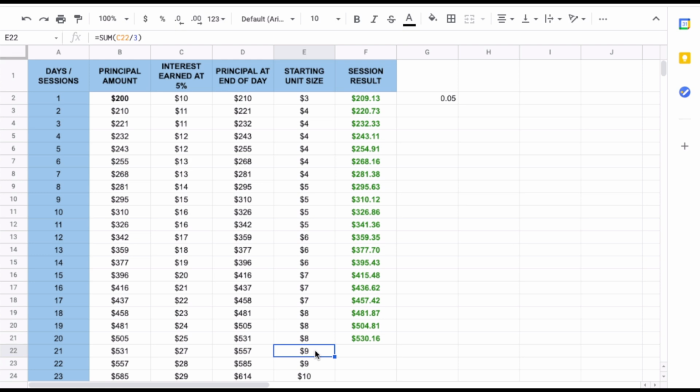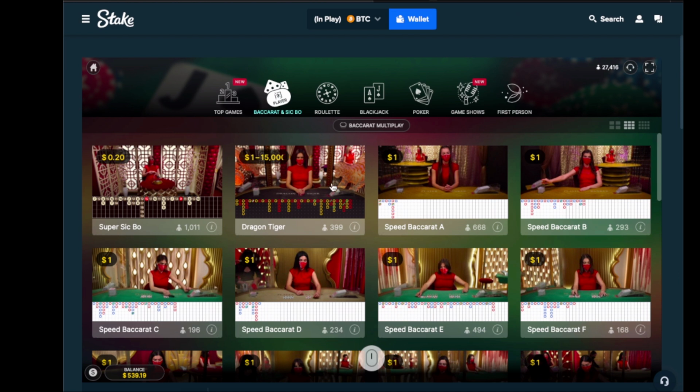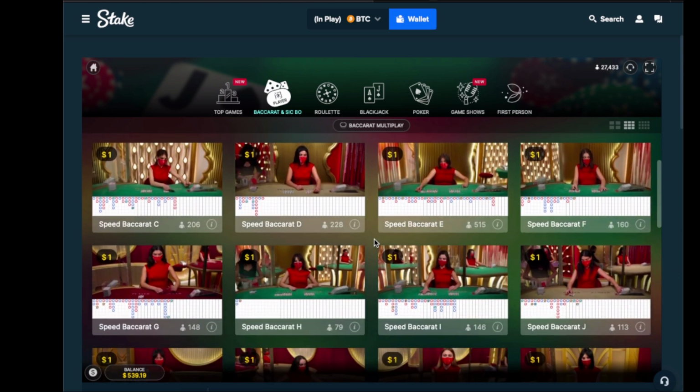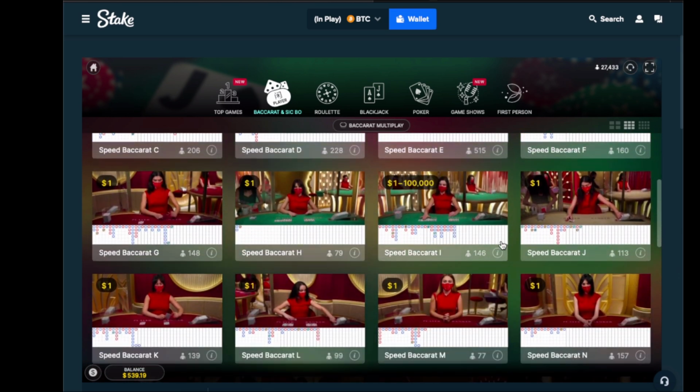Okay, let's go. Okay, here we are. We have a balance of $539.19. So a little higher than where we left off, thanks to Bitcoin rising. I'm gonna find a fairly new table and get started.